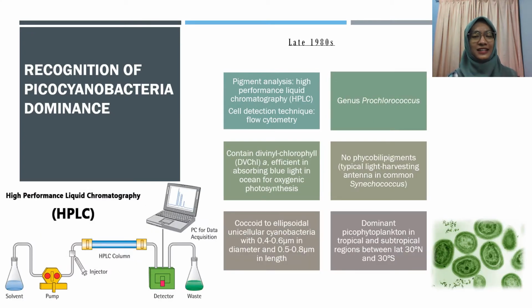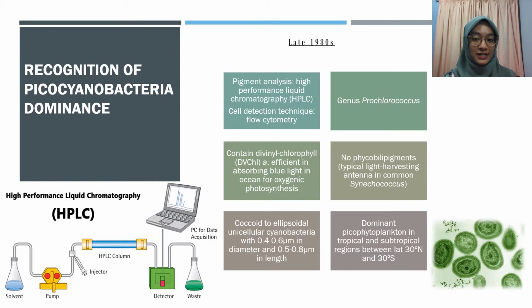And then around late 1980s, using high-performance liquid chromatography to analyze pigment and flow cytometry as a cell detection technique, they found another PICOCYANOBACTERIA, but with genus Prochlorococcus instead of Synechococcus. So what's the difference between Prochlorococcus and Synechococcus? This Prochlorococcus contains divinyl chlorophyll A, which is slightly different from the usual chlorophyll A contained in Synechococcus. This divinyl chlorophyll A is also efficient in absorbing blue light in the ocean for oxygenic photosynthesis.